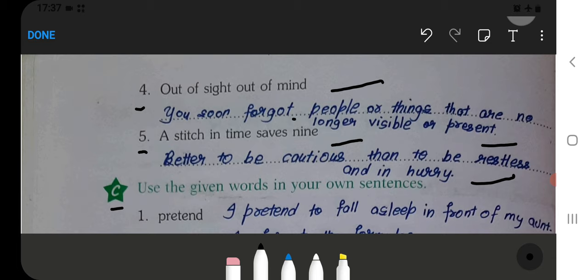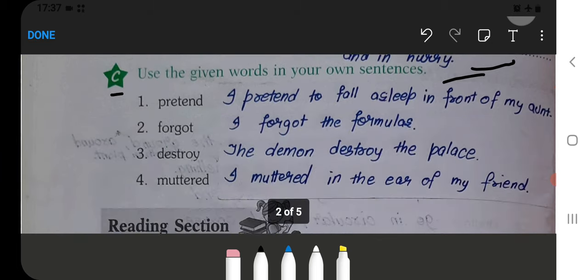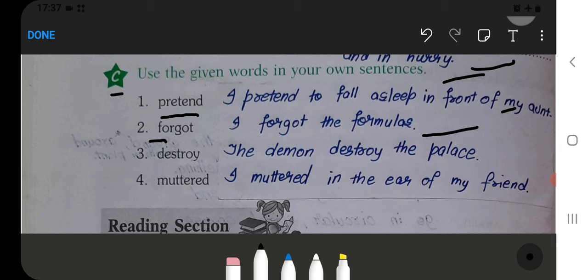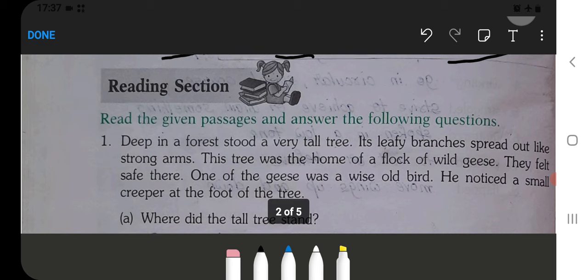and in hurry. Use the given words in your own sentences. Pretend: I pretend to fall asleep in front of my aunt. Forgot: I forgot the formulas. Destroy: the demon destroyed the palace. Muttered: I muttered in the ear of my friend.